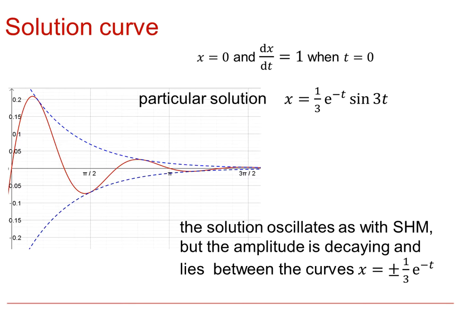Here is the graph of that particular solution. Note that at t equals 0, x equals 0, and that the gradient dx by dt equals 1 at that point. The solution oscillates as with simple harmonic motion, but notice that the amplitude is decaying, and it lies between the curves, or the envelope of the curves, x equals plus or minus a third e to the minus t. The period of the oscillation, as expected, given that omega equals 3, is 2 pi over 3.